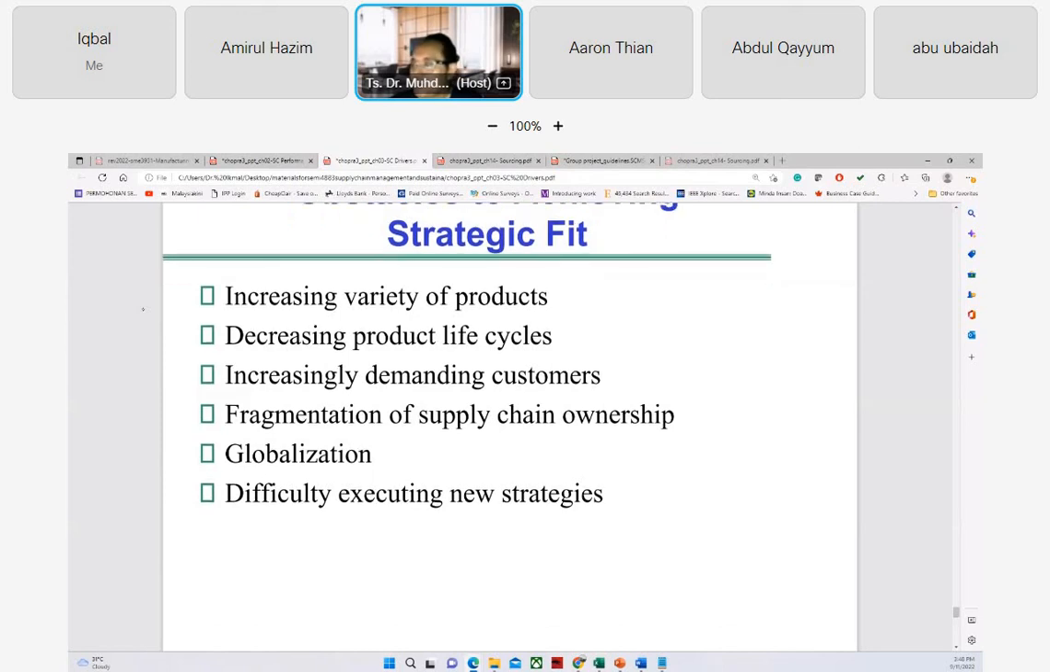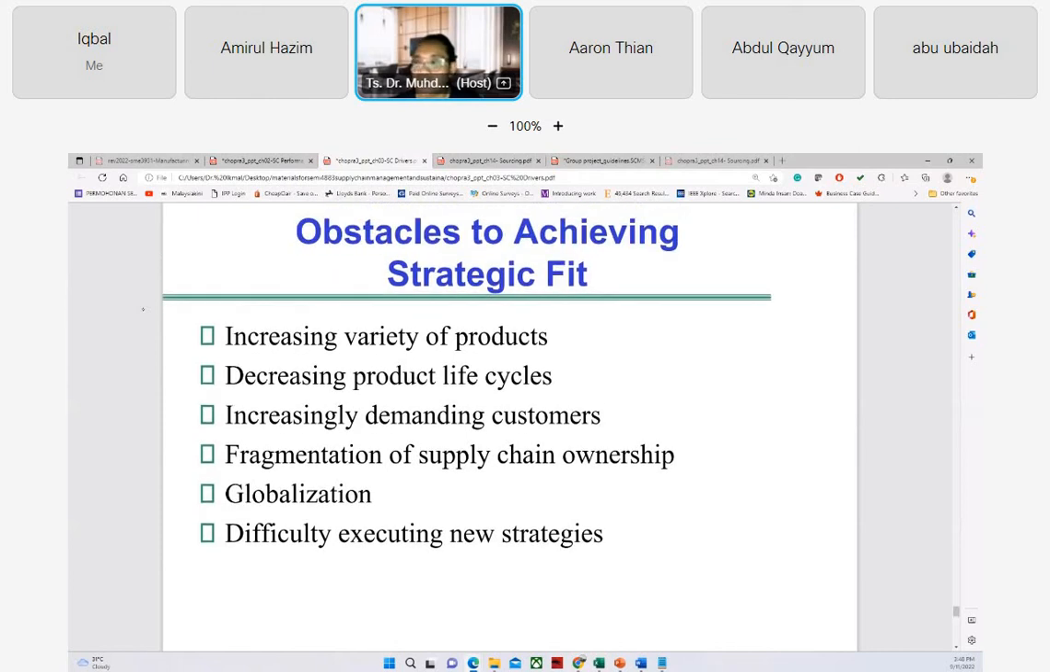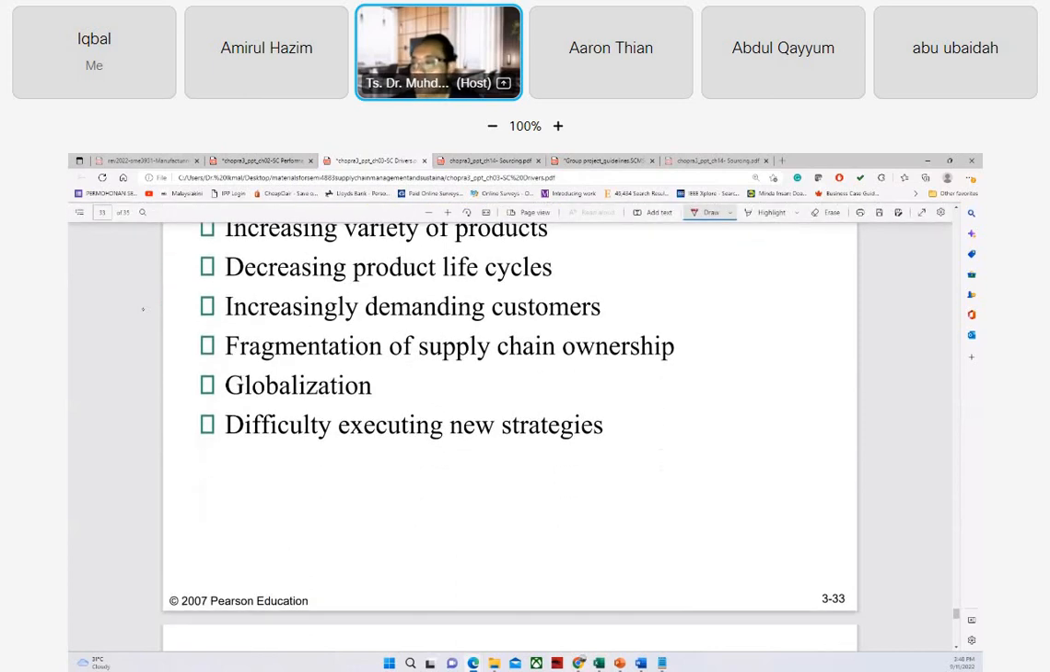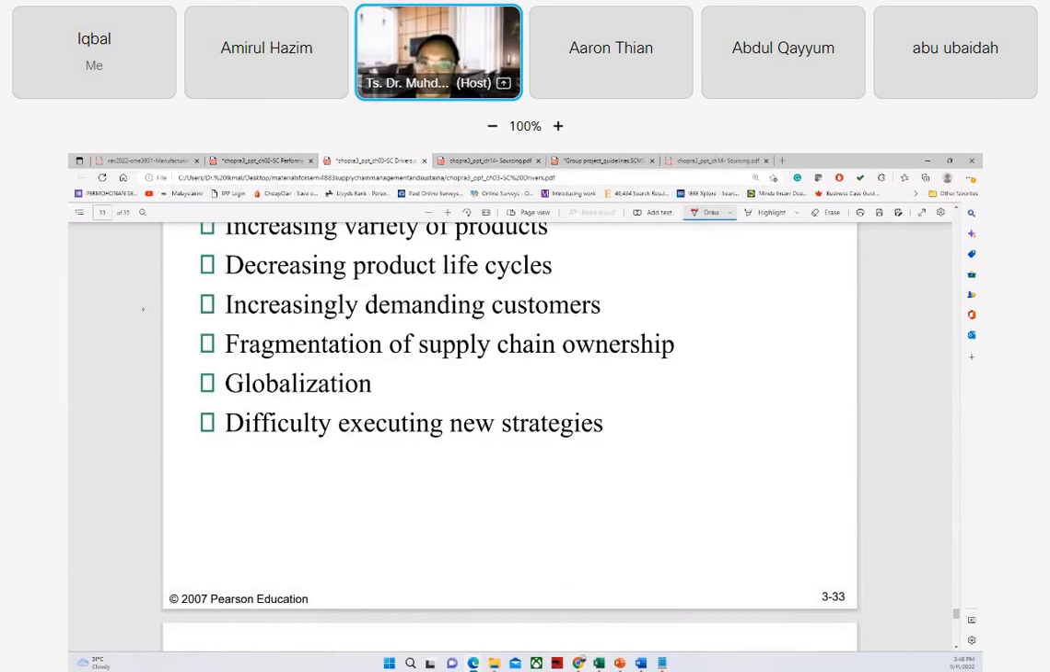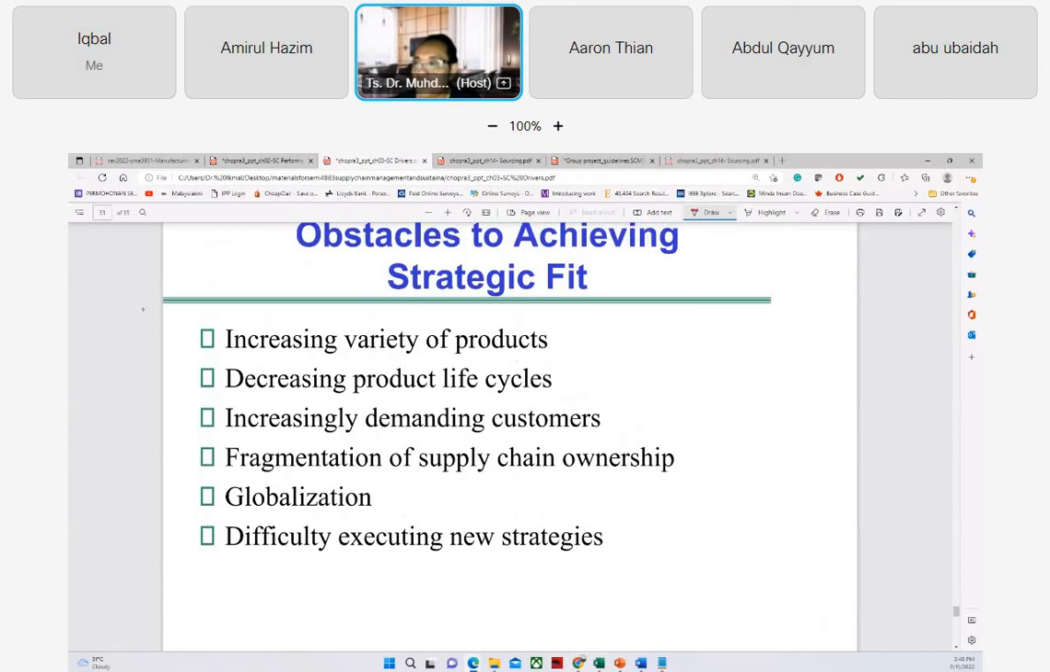And then globalization. The scenarios you have now in the world: the oil price, inflation, health issues, food security issues. Name it, globalization will affect achieving strategic fit. And then difficulties executing new strategies. Year after year it will be quite a challenge, especially for companies, to achieve a strategic fit.